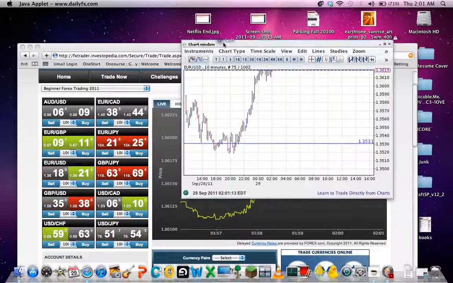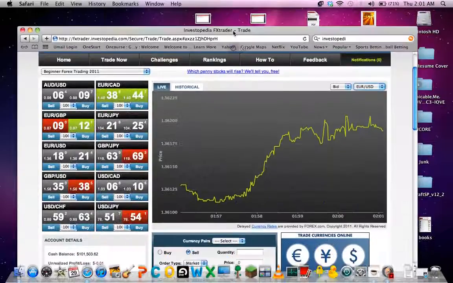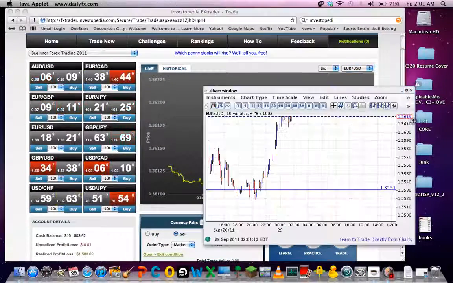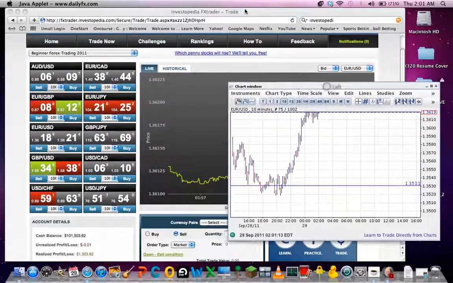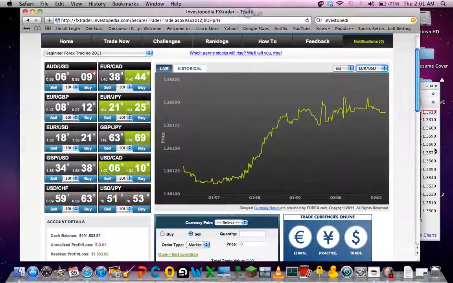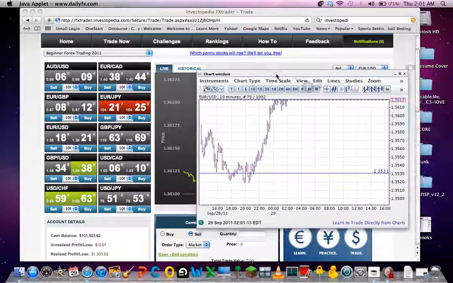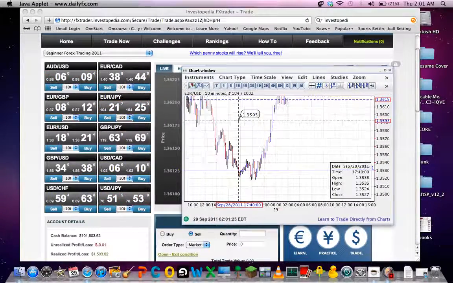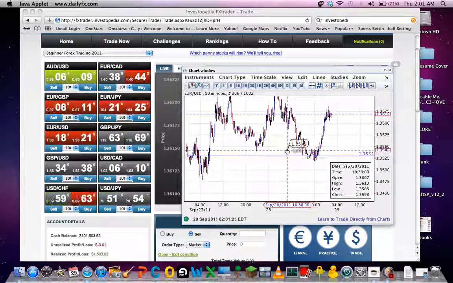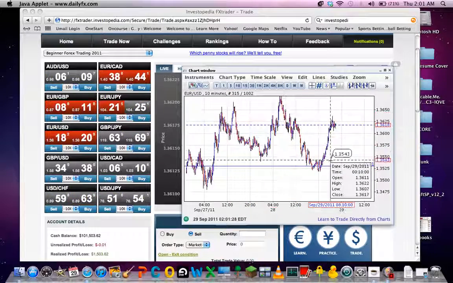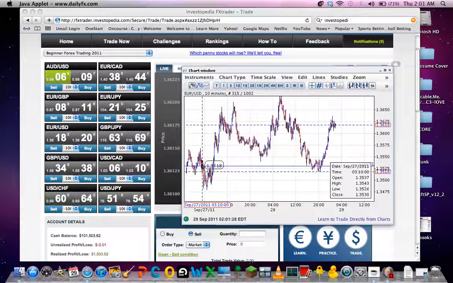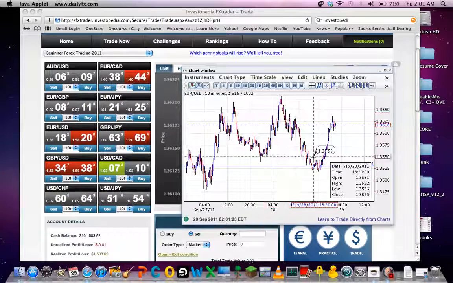So let's open up a better chart here that's from dailyforex.com. You can get this for free as well. So let's look at euro to the US dollar. That's the most commonly traded pair. Here's a pretty simple trend that's going on. It's clearly going up and down, up and down, up and down.